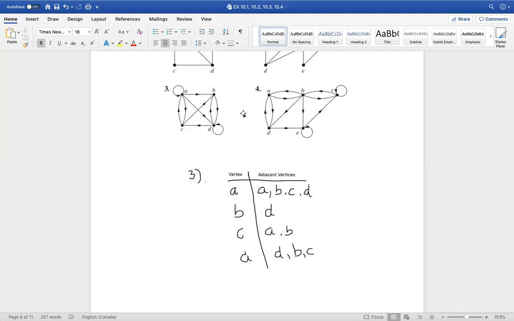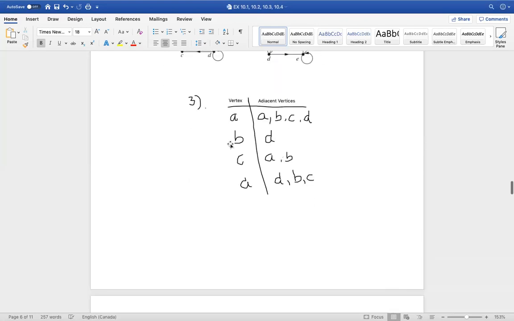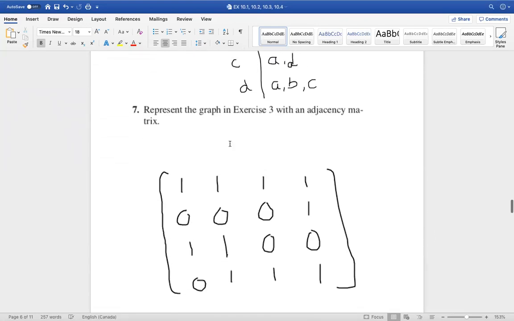All right, if no question, let's move on to the next one. So basically we have to convert the adjacency list into an adjacency matrix now.